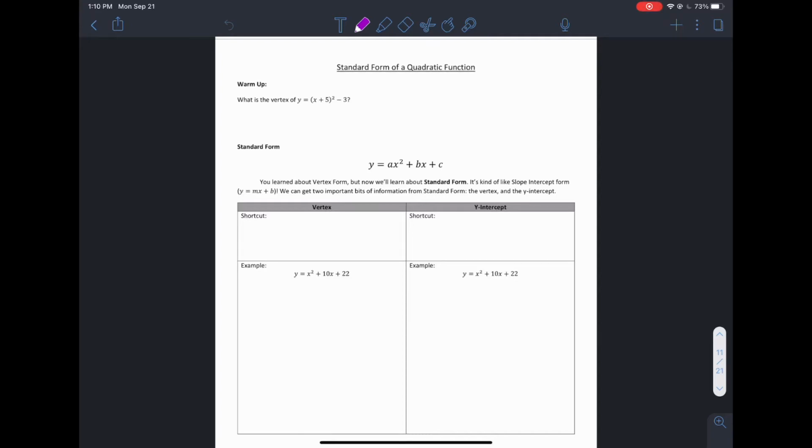Hello everybody. Today we're going to be looking at standard form of a quadratic function. Standard form is just another way we can express some quadratic equations. We have two learning objectives today.